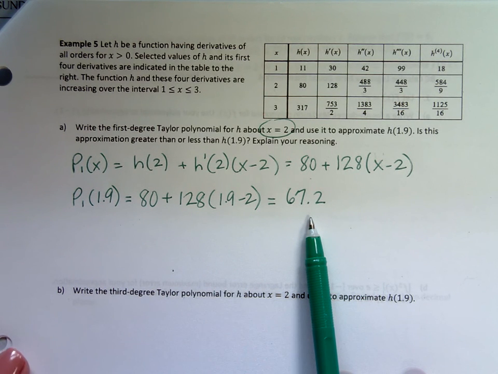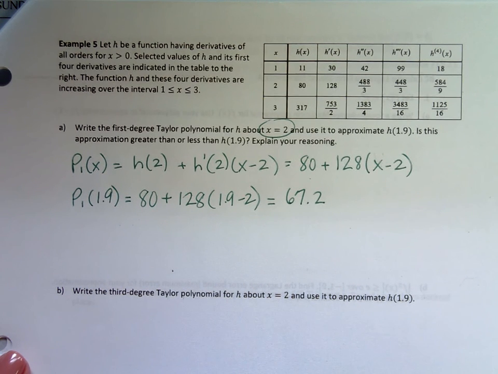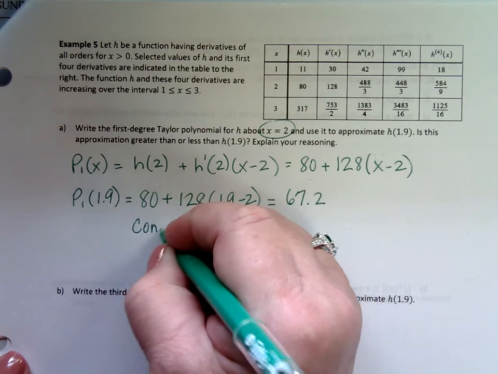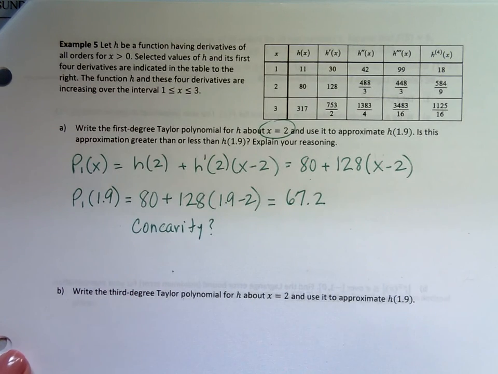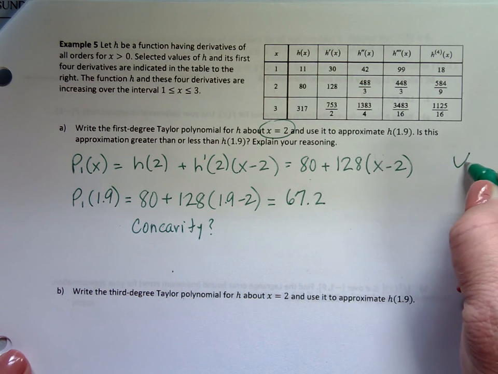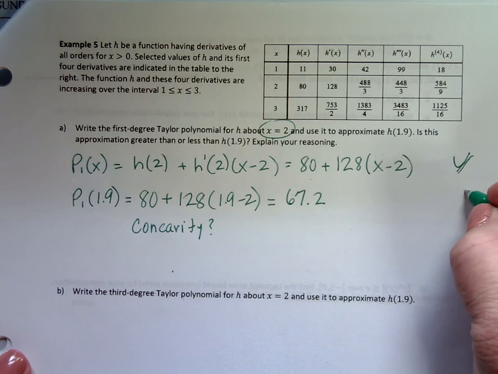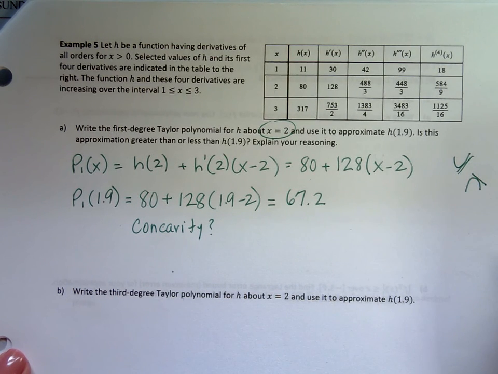That comes from second derivatives, and whether the function is concave up or concave down. So I want to check the concavity. Let me go over here to the margin. If it's concave up, then it's going to be an underestimate because all of my tangent lines are below. If it's concave down, my tangent lines are all above it. That's going to be an overestimate. So I'm looking for which way it goes.